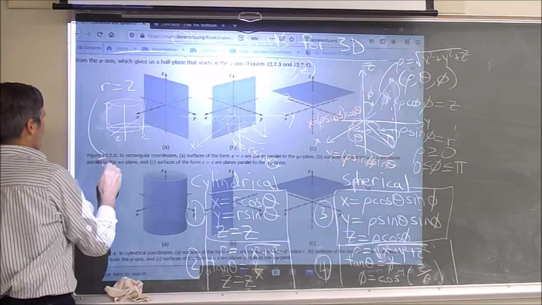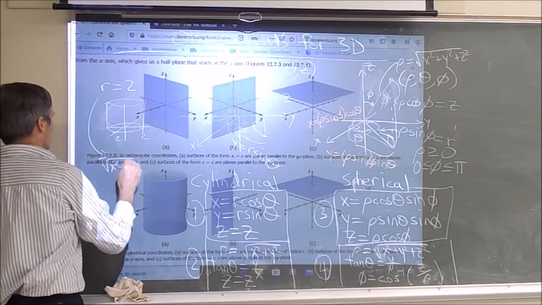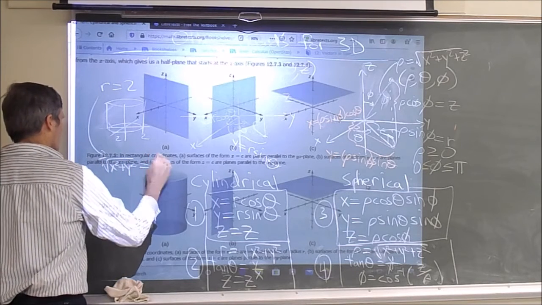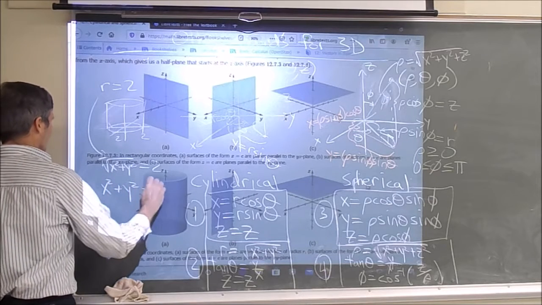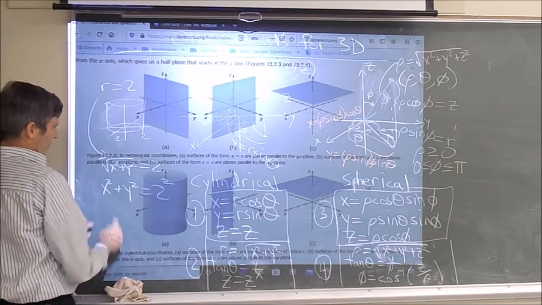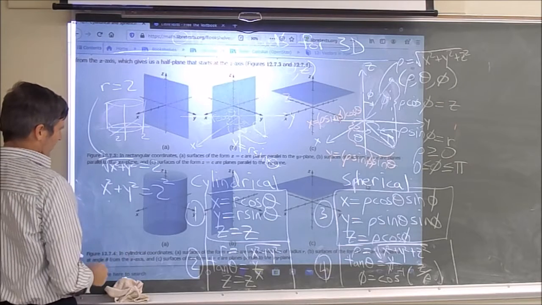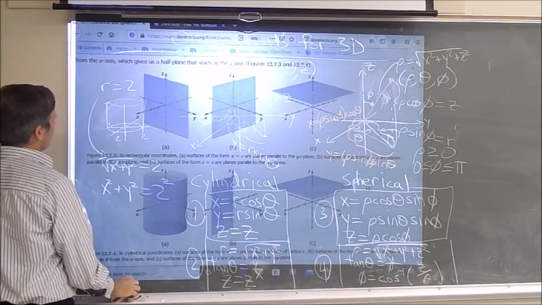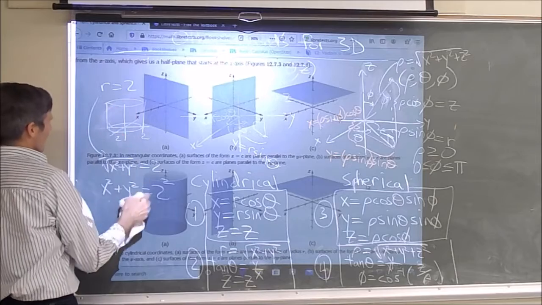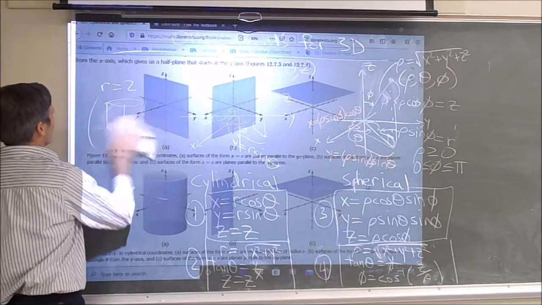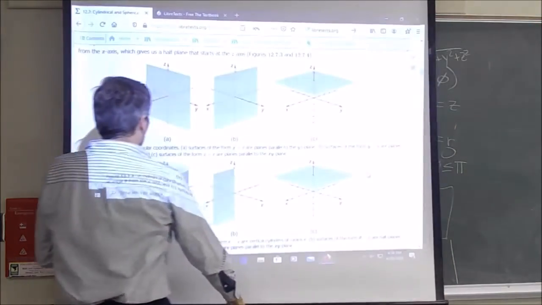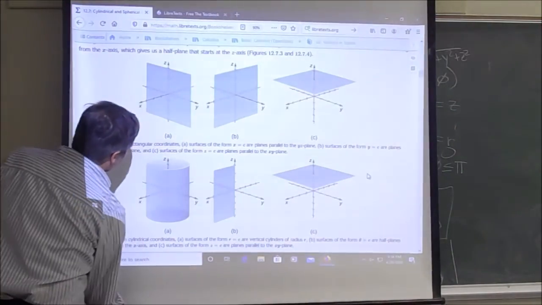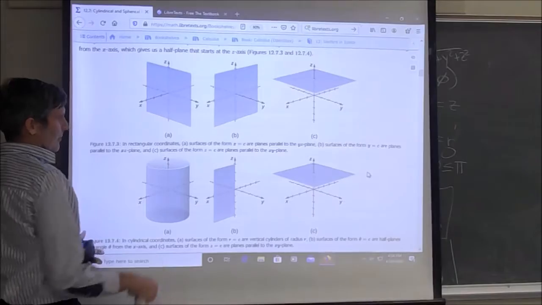The other way to do it is to say, oh, this is square root of x squared plus y squared equals 2, and you square both sides and get x squared plus y squared equals 2 squared, and recognize, oh yeah, that was a right circular cylinder in rectangular coordinates. So you can either figure it out by what the coordinate means, or you can convert it to rectangular coordinates. And that's true in a lot of these cases. But the point is, if you put r equal to a constant, you get a right circular cylinder.